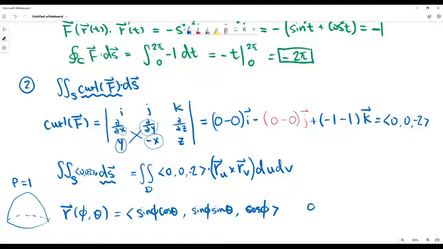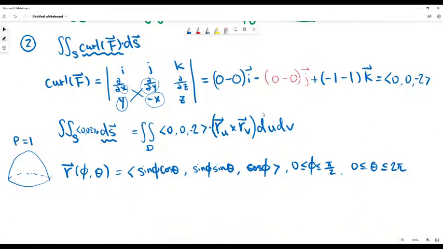And because it's the upper half, my phi is from 0 to pi over 2. My theta is from 0 to 2 pi. So now that's my r, and my r is in terms of phi and theta, which means the partial derivatives we're going to do here now are about phi and theta. It's not about u and v anymore.